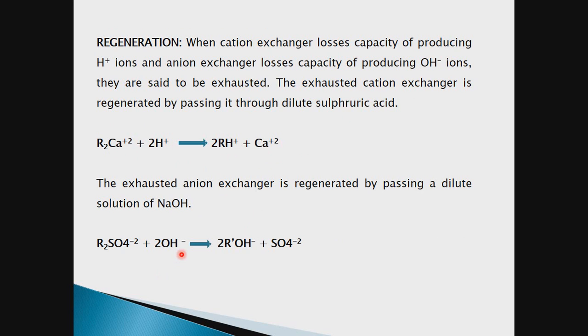Similarly for the basic part, the anions are retained by the resins, and when you react this with the NaOH solution, the OH comes in and gives out the sulphate ion. So this is the regenerated one, but remember, 100% regeneration is not possible. So this is the regeneration part.